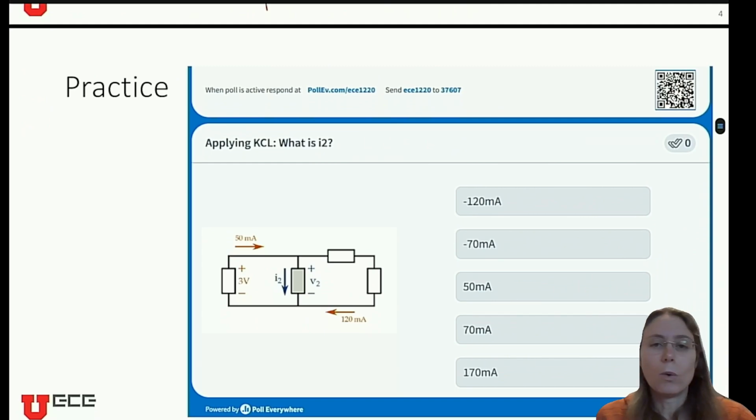So here's a poll to test your understanding of the current law. I ask you to pause the video for a moment and try to solve this yourself. And then in 5 seconds, I will solve this.